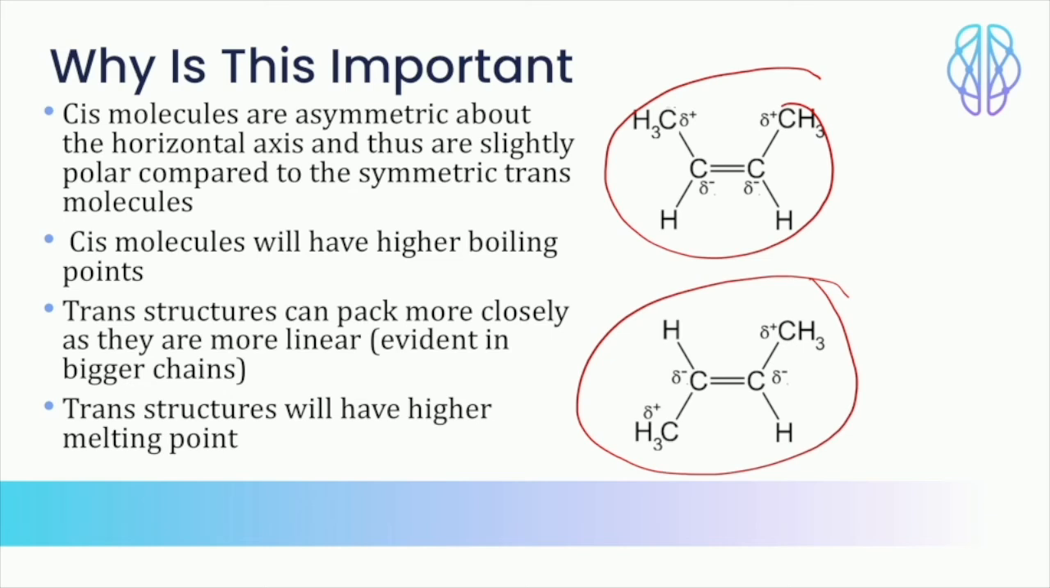Those are the two key high yield associations. Cis molecules, higher boiling point due to the polar nature. Trans structures will have a higher melting point due to the linear nature and in which they can be packed together.